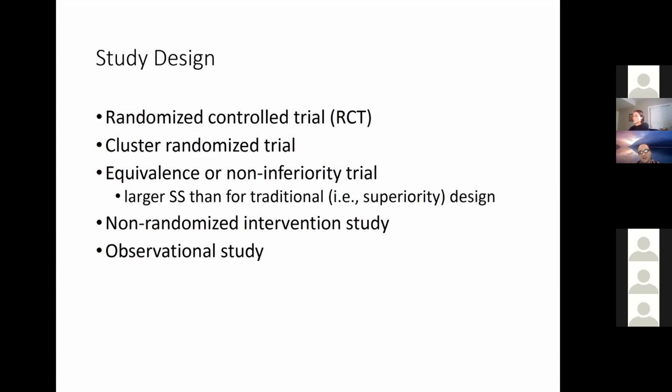And then finally, there's the observational study, which is, you haven't implemented an intervention, you just want to study differences between two groups, for example. And this is where things like causal inference kind of come up. Propensity score methods, if anybody's familiar with that.